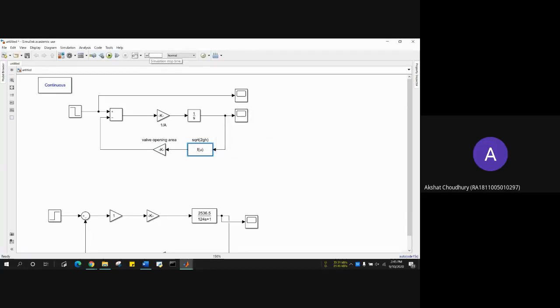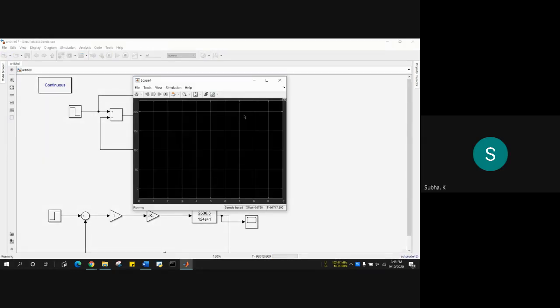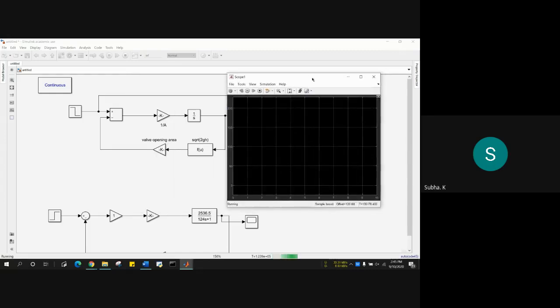Ma'am, run time should be how much? Infinity. Hey, INF you give, no problem. See, f of u is user defined function. Okay. Is it run? Ma'am, it's still running. The arrow mark symbol is there.